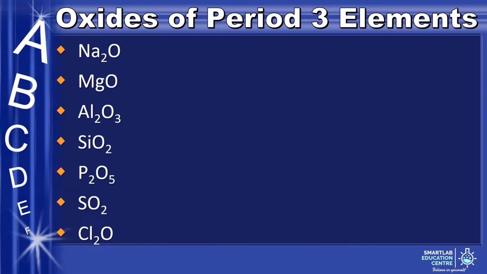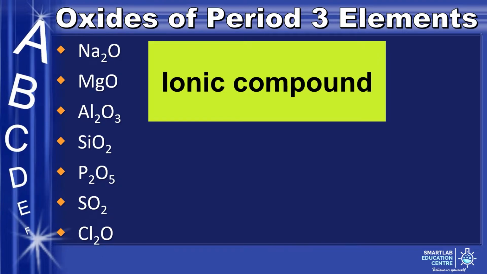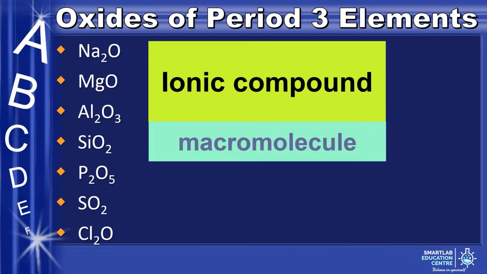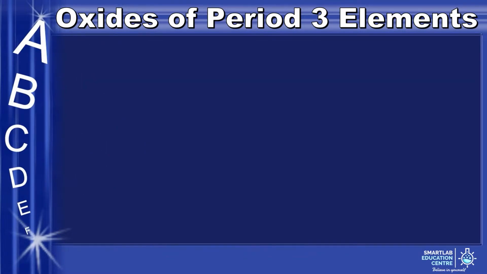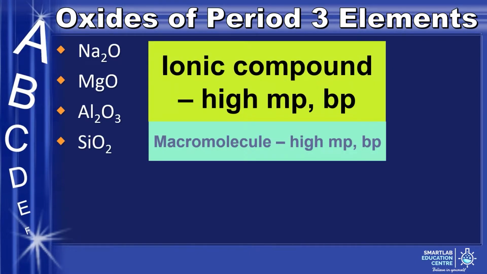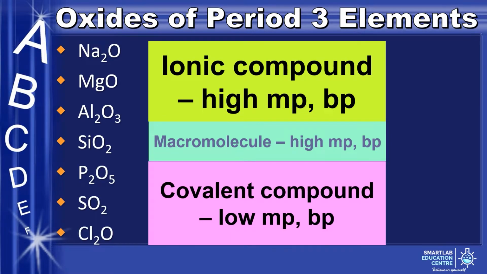Similarly, the oxides of sodium, magnesium, and aluminium form ionic compounds, while silicon forms an oxide that is a macromolecule, and the rest of the elements form oxides that are covalent compounds. The ionic compounds and macromolecules that are formed have high melting and boiling points, while the covalent compounds formed have low melting and boiling points.